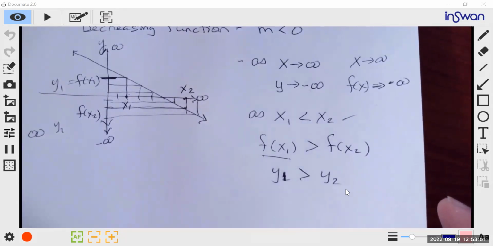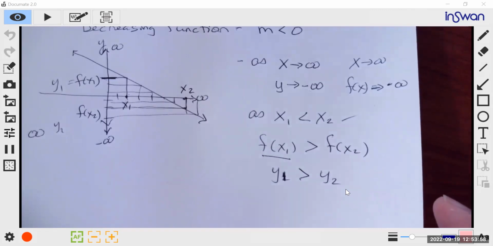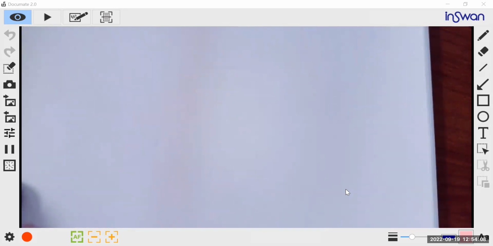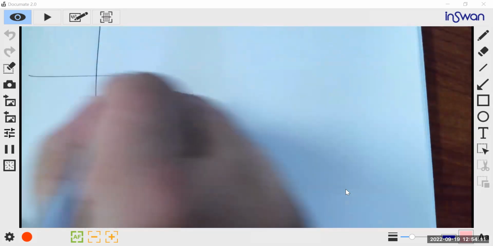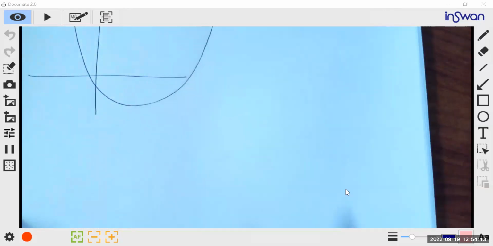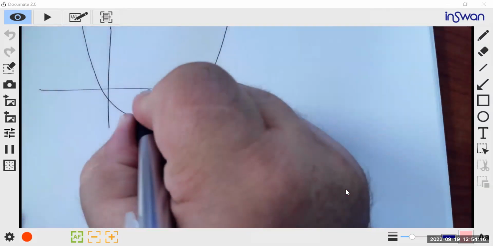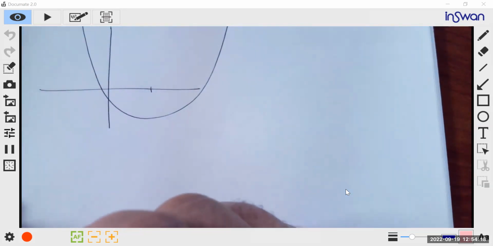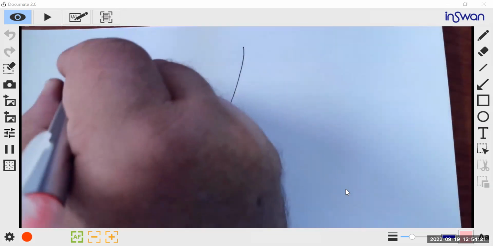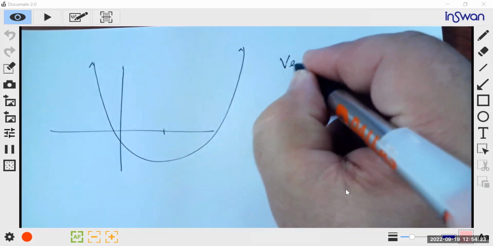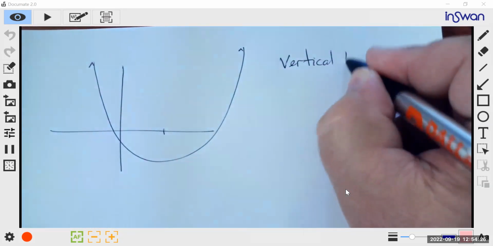Can a function be both increasing and decreasing? You're right and you're wrong. Which one's which? Let's look at this. This is a function. How do we know it's a function? The vertical line test.